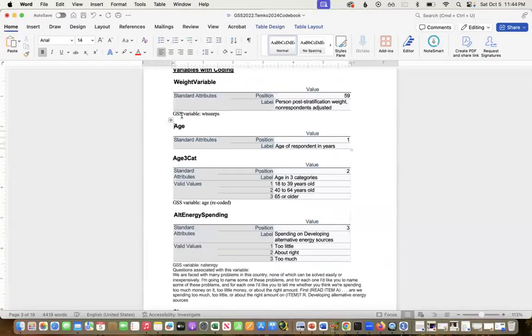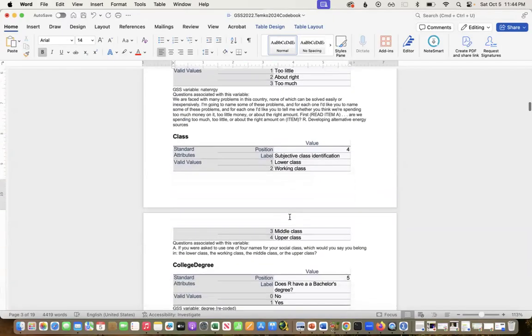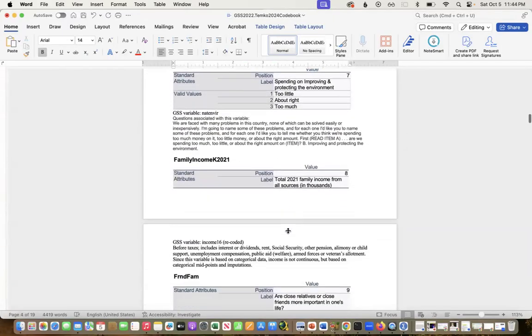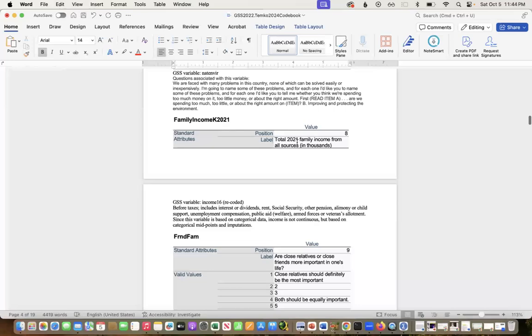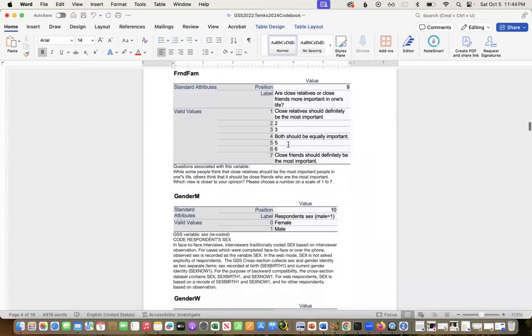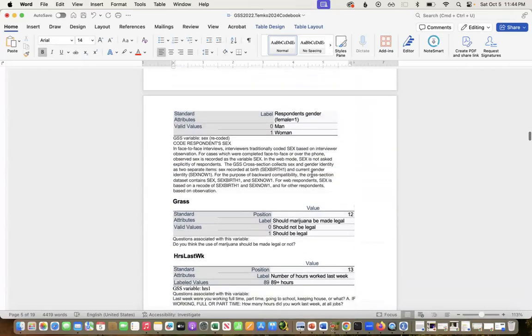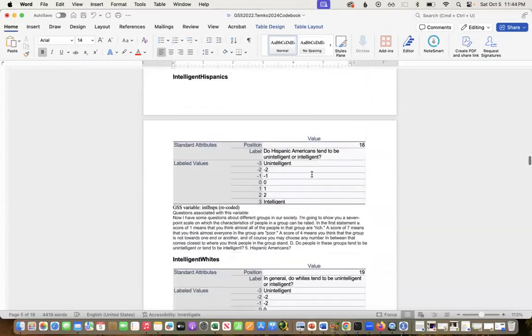So again, something like age wouldn't work, right? This is 18 to 89. Imagine how many columns you would have. Something like age 3cat would work, something like all energy would work, right? We don't want ones that are going to have something like income in thousands. It needs to be categorical with not too many categories. So let's see.